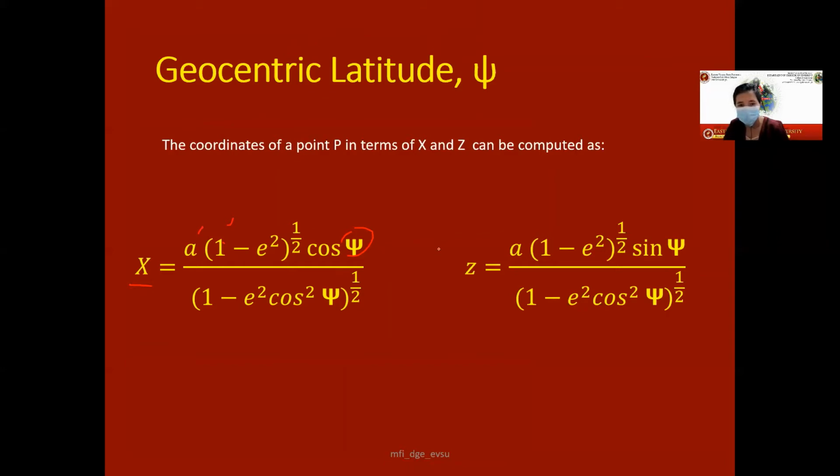Now, for the second coordinate of P, we have the Z. So Z can be computed as A times the square root of 1 minus E squared, times the sine of geocentric latitude, over the square root of 1 minus E squared cosine squared geocentric latitude. So take note, the geocentric latitude is denoted as this Greek letter chi. Okay.